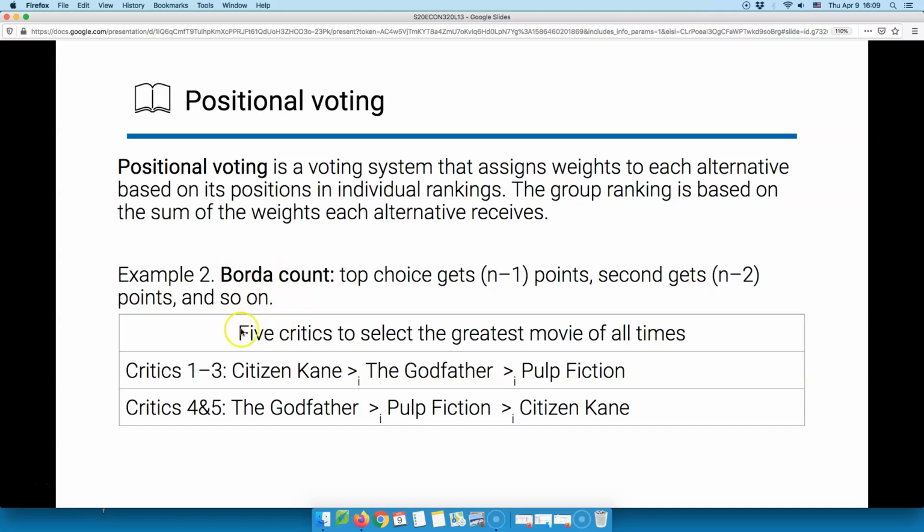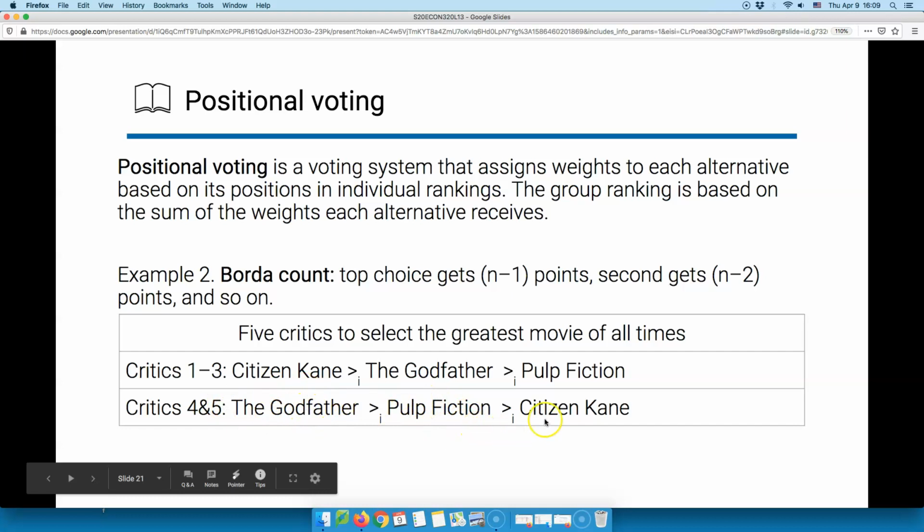Suppose that we ask 5 critics to select the greatest movie of all times, and that is an example from the textbook, so I'm not responsible for the selection of movies. And suppose that critics 1 to 3 generally agree that the best movie of all times is Citizen Kane, the second best is The Godfather, and the third best is Pulp Fiction. And critics 4 and 5 think that, well, strictly speaking, Godfather is better, Pulp Fiction is the second, and Citizen Kane is the third. How should they come up with a group decision using the Borda count?